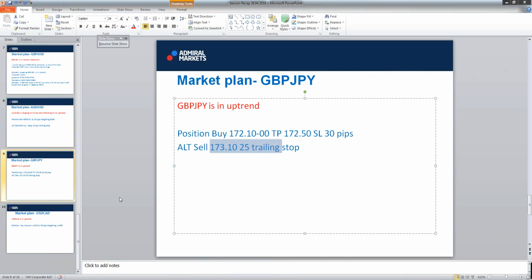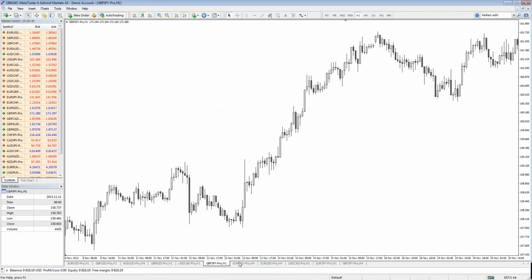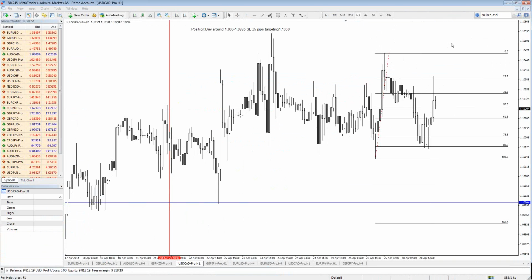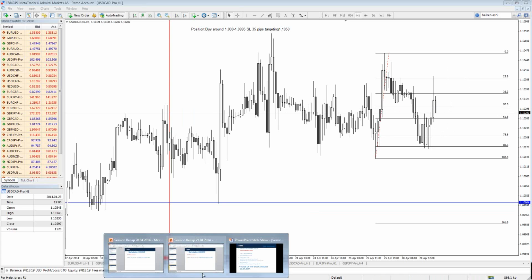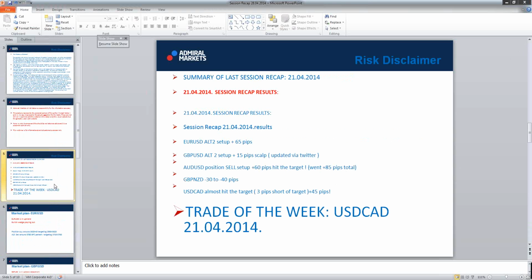Okay? And dollar CAD was a good currency to trade. 0015, stop loss 30 pips. Actually, it's trying to make it down. Again, at this level, triple top, triple bottom. So it could be bought, I think, from this region again, targeting the 50 level. Okay, guys, so those are our setups for today, tomorrow, and possibly the day after tomorrow.